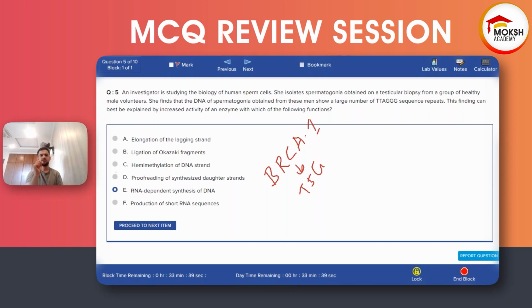The right option is choice E, RNA dependent synthesis of DNA. This is the function of telomerase. By this action, by adding these TTAGG sequence at the end of chromosome, this enzyme prevents genetic material loss.